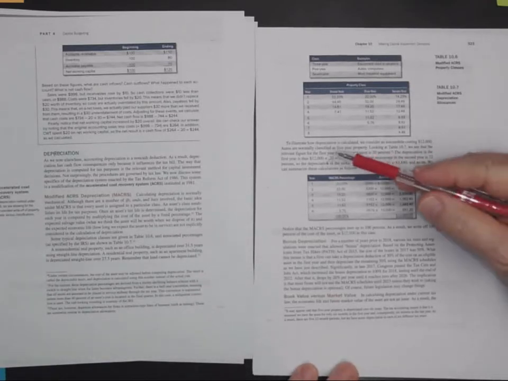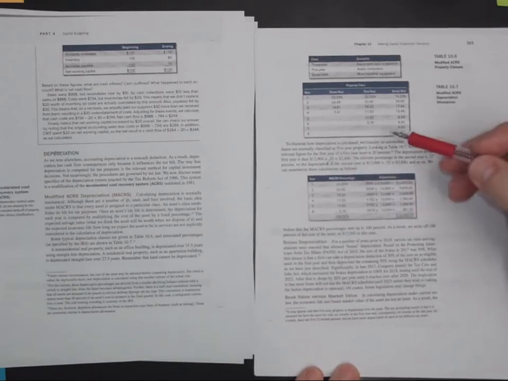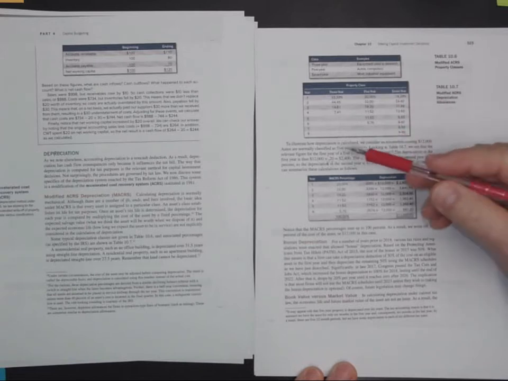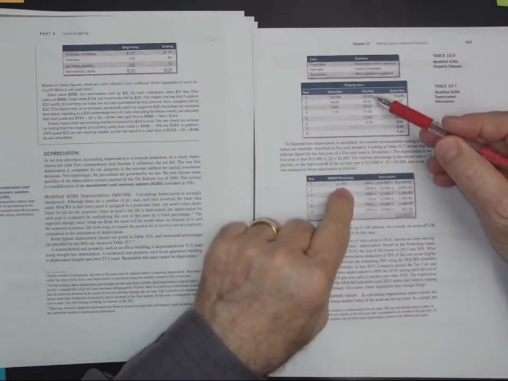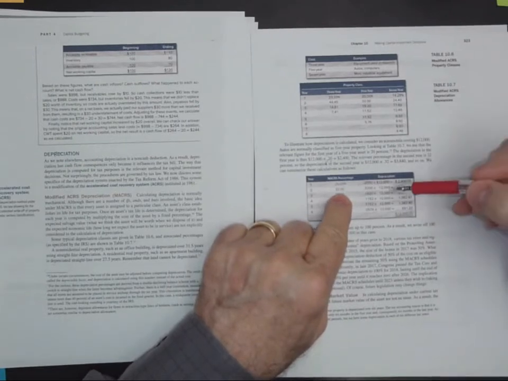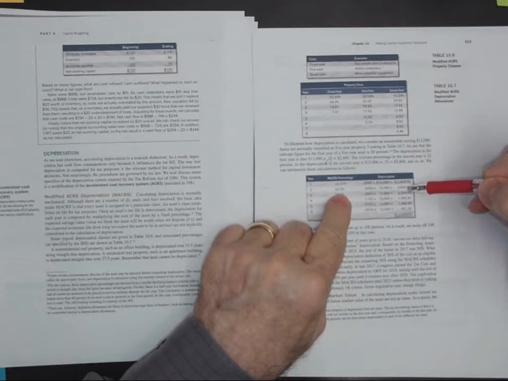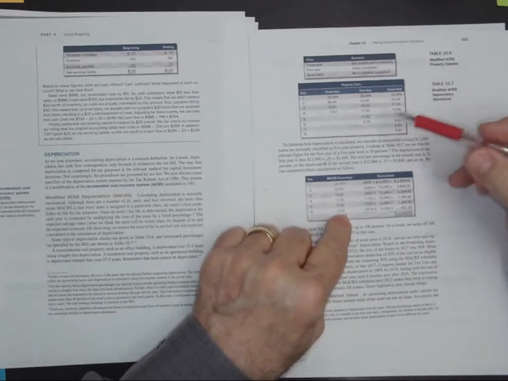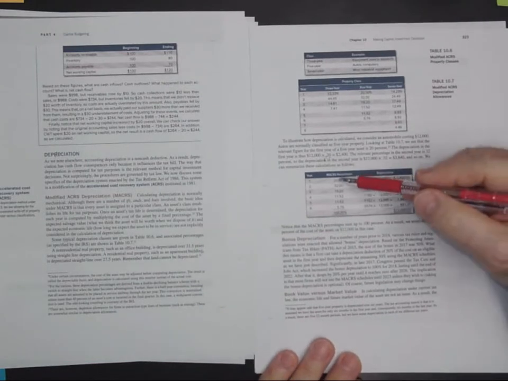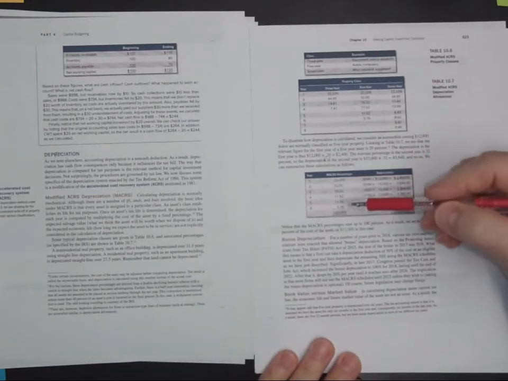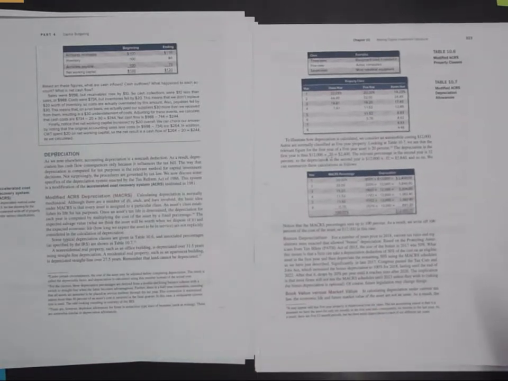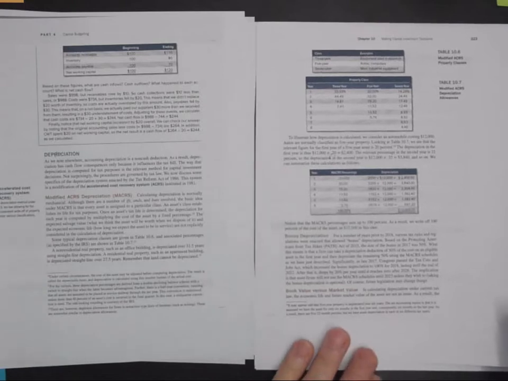Here's an example: $12,000 equipment in the first year. This is a 5-year equipment. In the first year, it's 20%, and 20% times 12,000 is 2,400. Then 32% times 12,000 is 3,840, and so forth all the way down. And when you add up these numbers, you get a total of 12,000. And when you add up these percentages, you get a total of 100%. We won't deal with bonus depreciation. It's not a factor anymore.